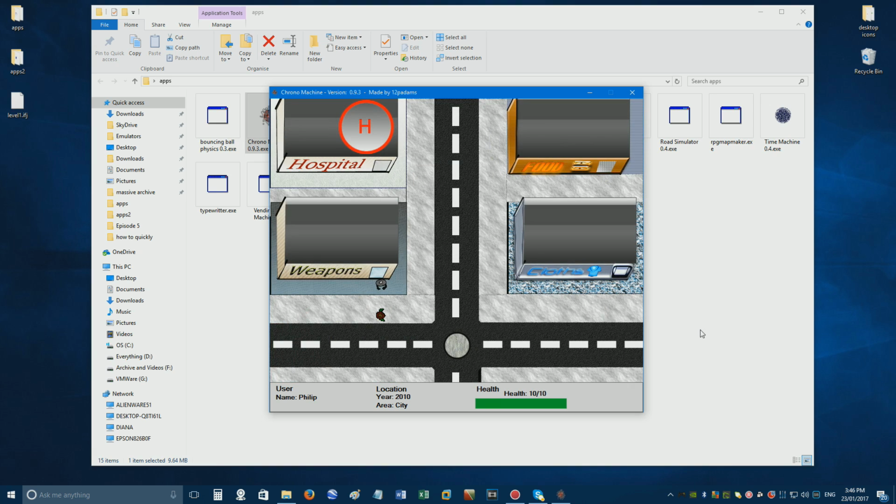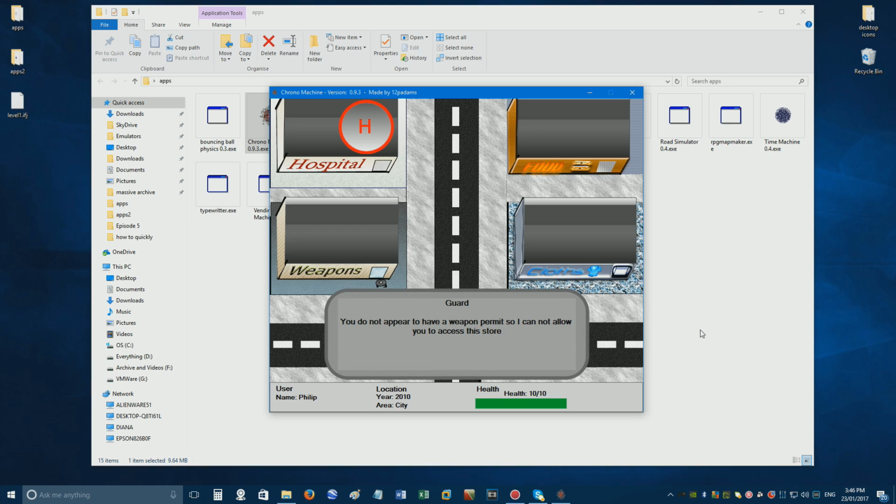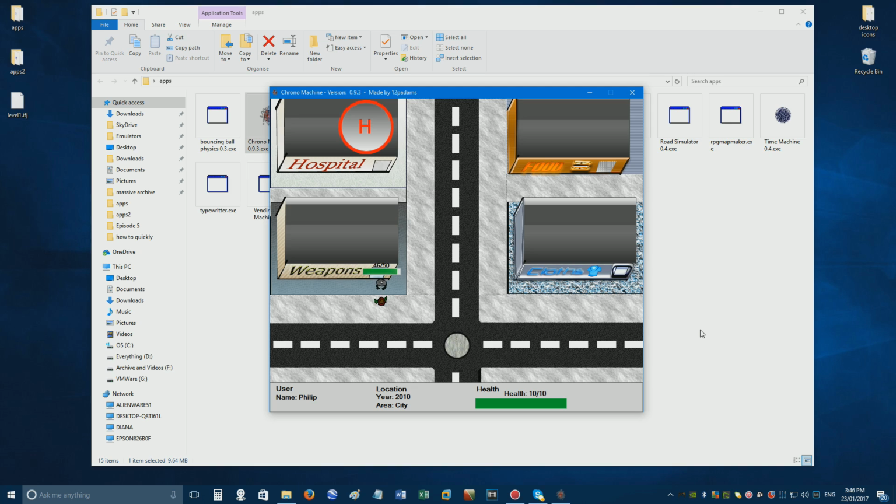So over here, there are weapons. You do not appear to have a weapons permit, so I cannot allow you to access this store. Well, we'll just kill you. Oh, you've got 50 health. I cannot be bothered. Let's go into the hospital.